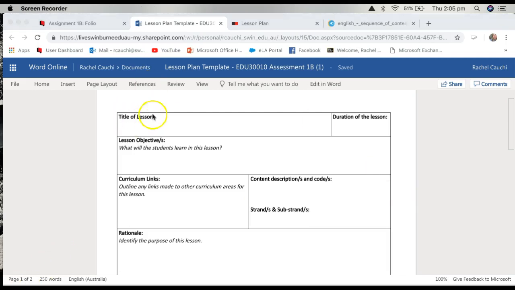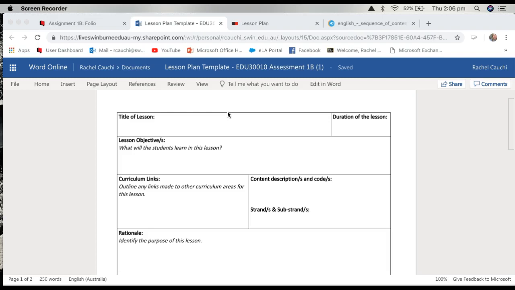So the lesson plan starts off with the title and the duration of the lesson. But before you even get to that, you're going to have to start thinking about exactly what your lesson is going to be about. It's quite open in the fact that you can choose something that's reading related or writing related, or even perhaps something speaking and listening related. You can choose whichever one takes your fancy there.